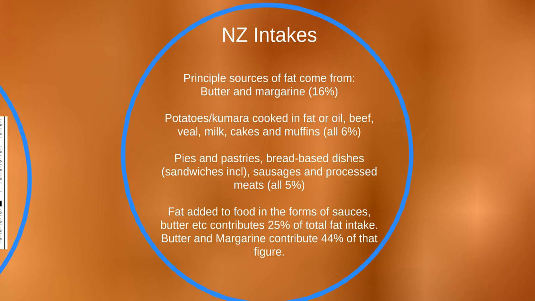But it's that butter and margarine fat that is actually good news in a sense, because fat added to food in the forms of sauces, mayos, butter and other condiments contributes 25% of your total fat intake in New Zealand. 44% of that figure is margarine and butter, so we're just dolloping it on. And why is that good news? Because it's so easy to remove. If 25% of your fat intake could be reduced simply by changing what you put on food after you've cooked it, then that's actually a good thing. It's not hidden away out of sight in the foods that we're eating. We're actually consciously daubing it onto our foods once it's been cooked.